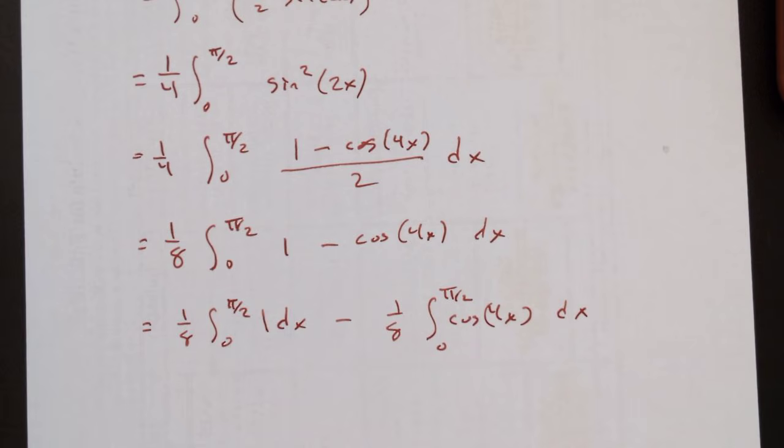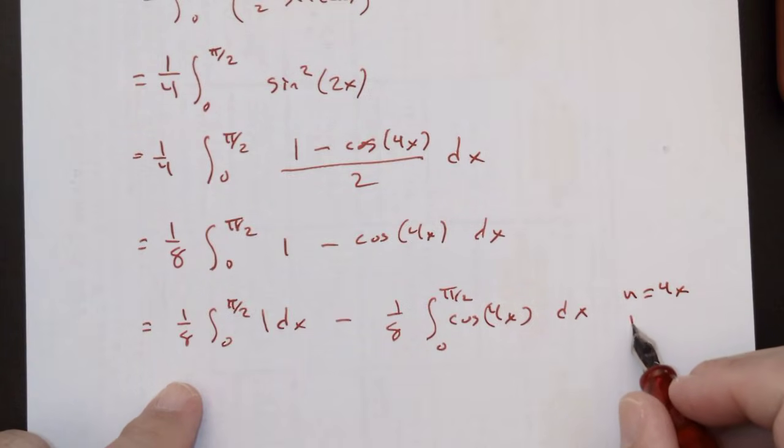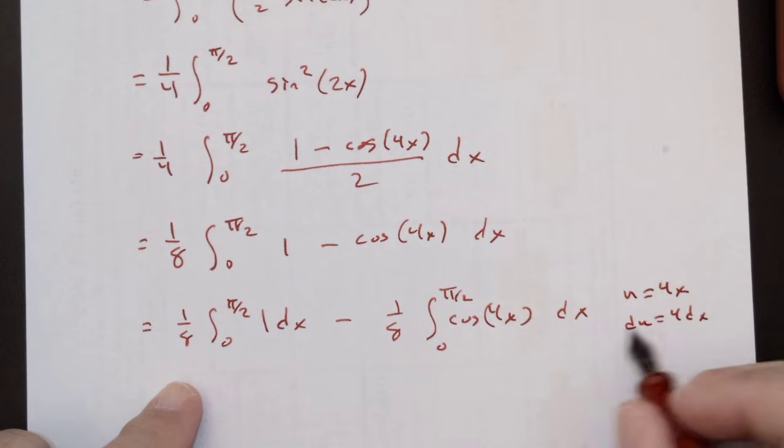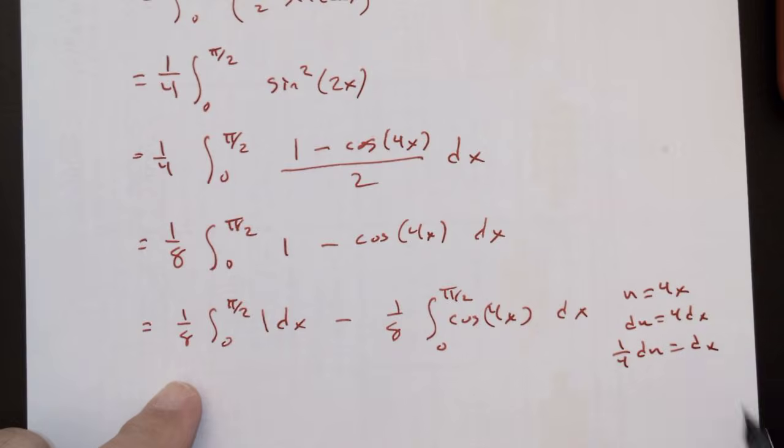The first integral is a piece of cake, but the second one, what does it require? I know what to do. As I said yesterday, my goal is to take stuff that doesn't look right and turn it into stuff I do know how to do. I have to go back to the patterns I already know. So over here, u is 4x, du is 4 dx. I don't have a 4, so I'll get a 1/4 du to be my dx.